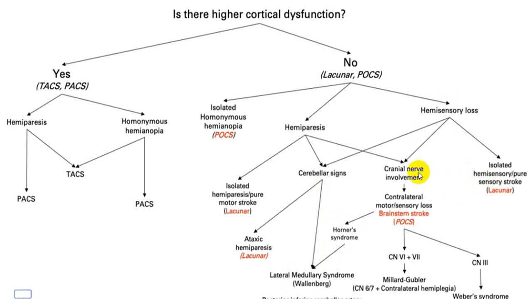If there is a cranial nerve involvement with contralateral motor or sensory involvement, again brainstem strokes. Either it may be Millard-Gubler, Wallenberg syndrome or Weber syndrome. If it is a third cranial nerve, it will be the upper part of the midbrain. If it is Millard-Gubler, it will be pons involvement. And if it is a lateral medullary syndrome, it will be Wallenberg, or involvement of the medullary part of the brainstem.